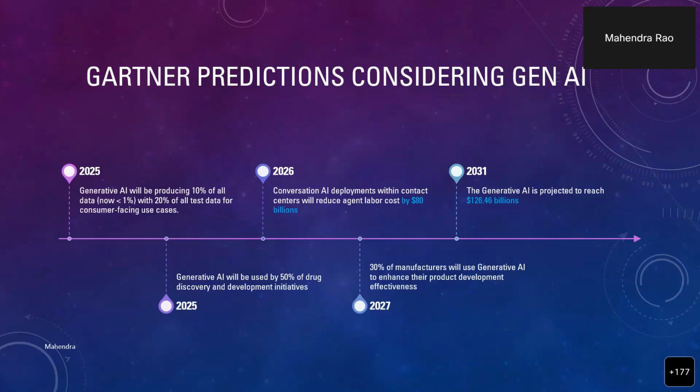And by 2027, 30% of manufacturers will use generative AI to enhance their product development effectiveness. So that's where we are heading. By 2031, yes, this is the number given by Gartner, it is projected to reach 126.46 billion. This is just a statistic about how generative AI is going to have an impact. Okay, that is there.